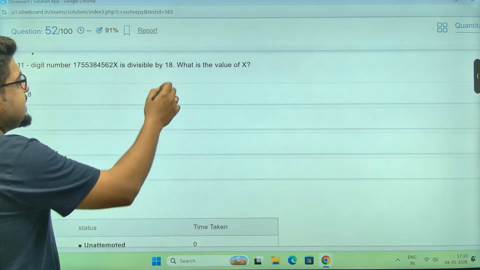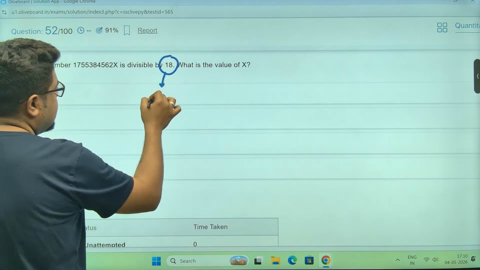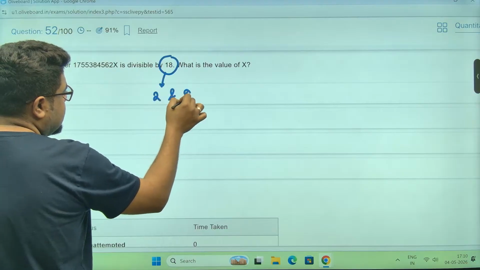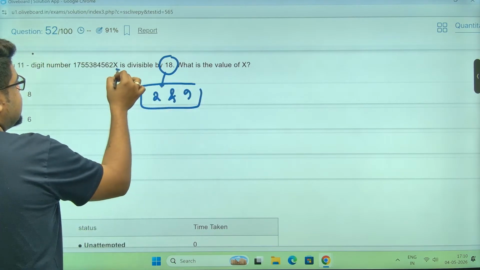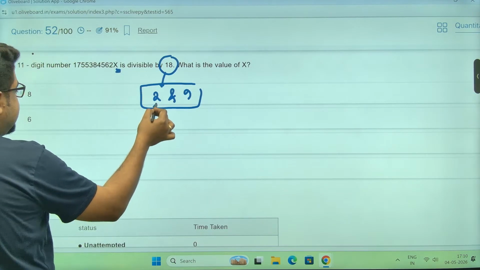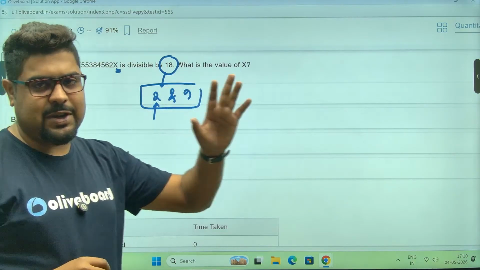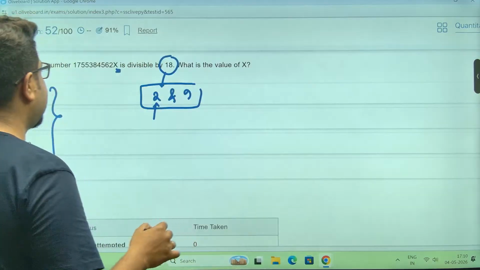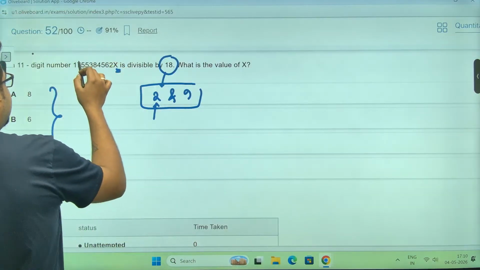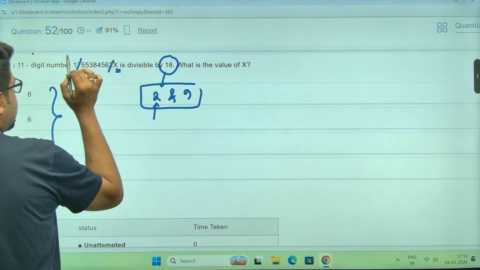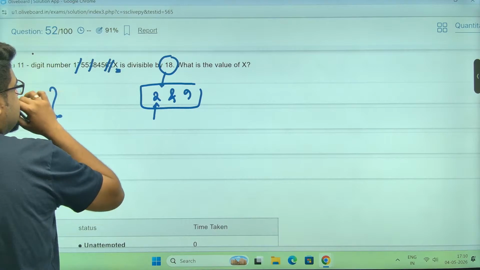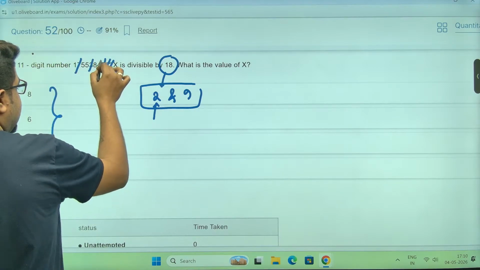The 11-digit number is divisible by 18. 18 meaning 2 and 9. So x must be an even number because it's divisible by 2. All 4 options are even numbers, so this 2 is not helping us. So I have to check for 9. Let's calculate whatever we can. 7 and 2, 9 gone. 6 and 3, 9 gone. 5 and 4, 9 gone.